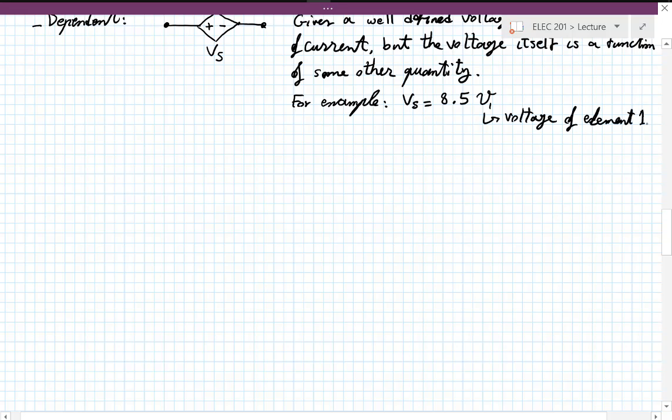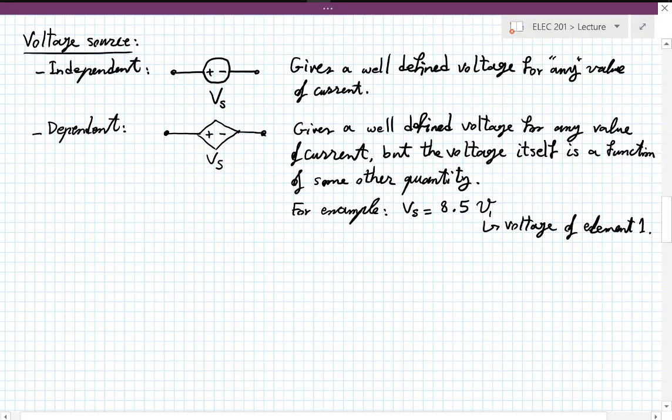This is just an example. In general, it could be anything. It could be a function of a current somewhere else. So this is called a voltage-controlled voltage source. So it's a voltage source that itself is controlled by some other voltage in the circuit. It could be a current-controlled voltage source, a voltage source whose value is controlled by some current somewhere in the circuit.